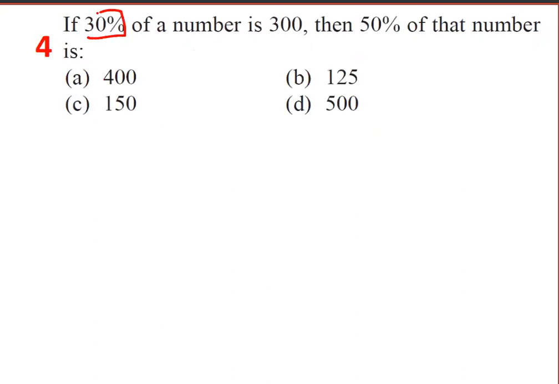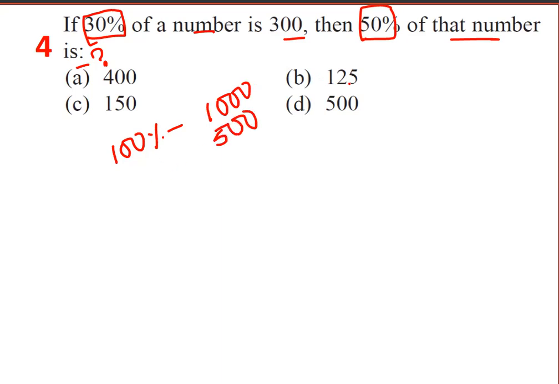Moving on to the next question. If 30% of a number is 300, then 50% of that number is how much? So 30% of a number is 300, right? So 100% of the number will be 1000, and 50% will be 500. So option D will be the answer. Next question.